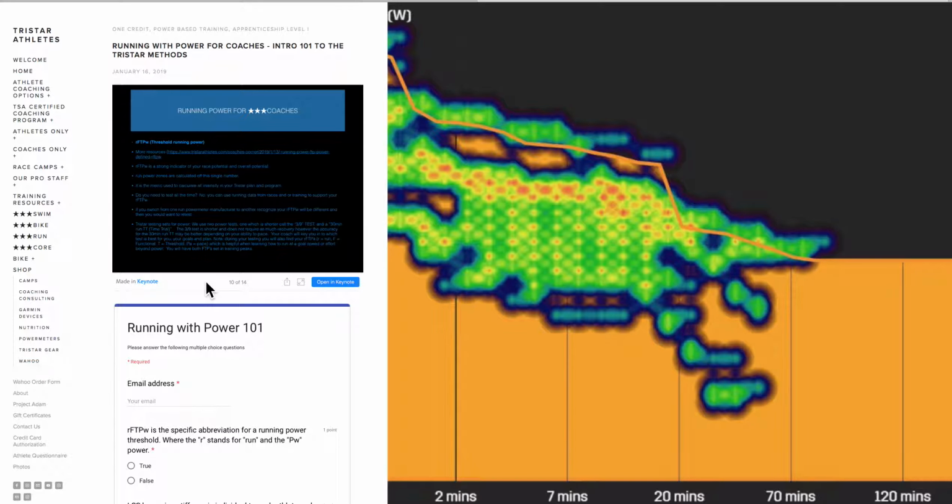So there is a write-up on RFTPW. There's a link to it, and you can go ahead and just access it right there whenever you guys want to get a little deeper dive into it. It is a strong indicator of your race potential, overall potential, much like it is for power for biking. But we also talk a lot about form power.